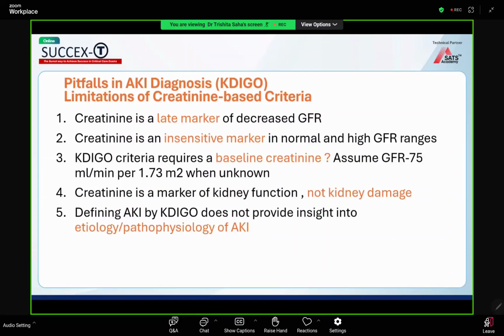Then for KDIGO pitfalls, you have to discuss the limitations of creatinine. Because it is a creatinine based method, you have to write creatinine is a late marker of decreased GFR. Creatinine is an insensitive marker in normal and high GFR ranges. KDIGO criteria requires a baseline creatinine, assuming GFR 75 ml per minute per 1.73 meter square when unknown. Creatinine is a marker of kidney function. It is not a marker of kidney damage. Defining AKI by KDIGO does not provide insight into the etiology or the pathophysiology of AKI.